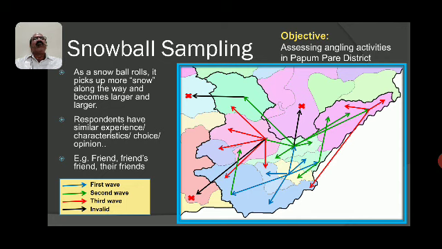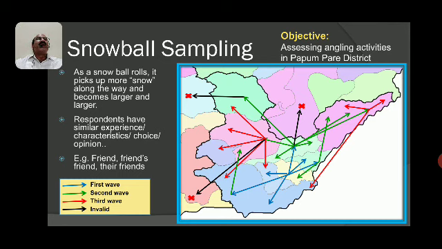So likewise, you have one level to the next level to the next level. What is it called? First wave, second wave, third wave. So it is like a contagion, a spreading effect. You have the friends, their friends, likewise.